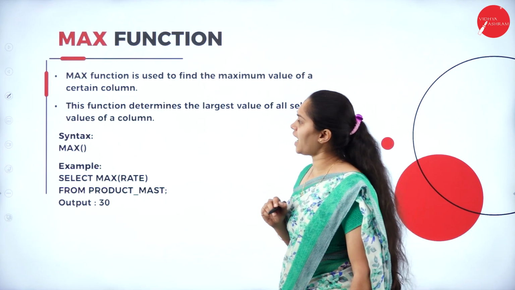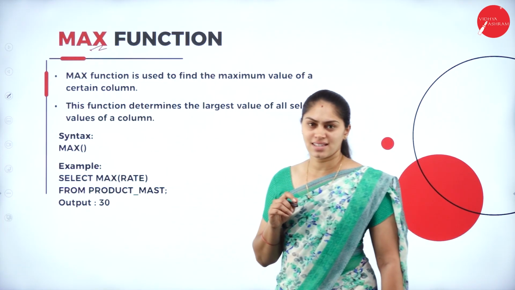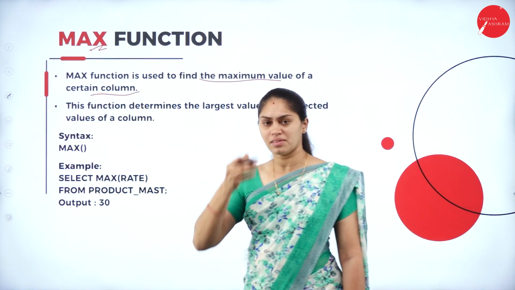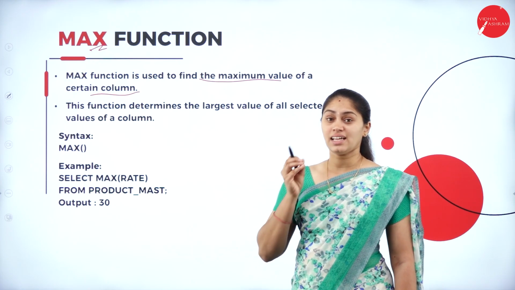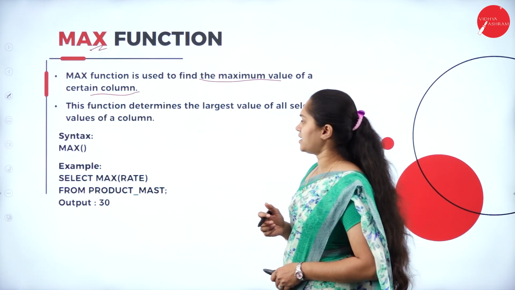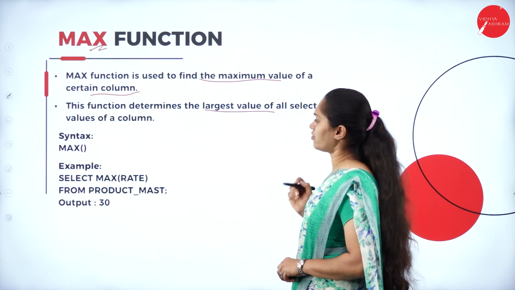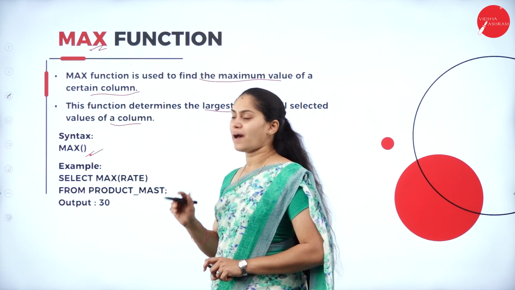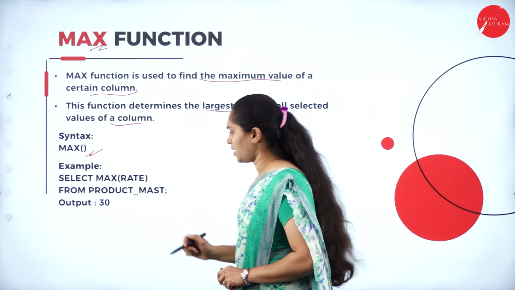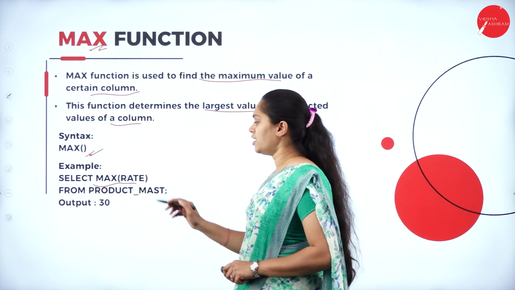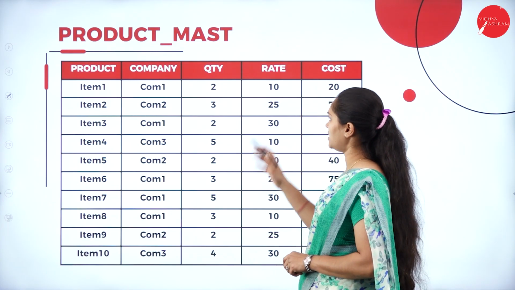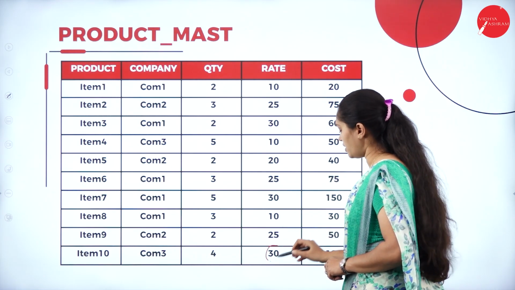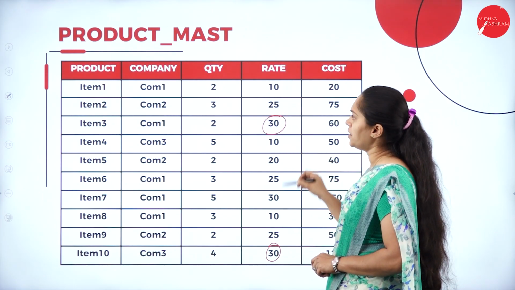Fine. Then we have a maximum function here. As the name indicates, it is used to find the maximum value of a certain column. What is the maximum value present in that particular column? That will be returned. So it determines the largest value of all the selected values of a column. Then how will the syntax be? Max of, we have to send a column name. Select max of rate from product master. If you see this example, which is the maximum rate from this column, you can find it, that is 30. 30 is the maximum rate.